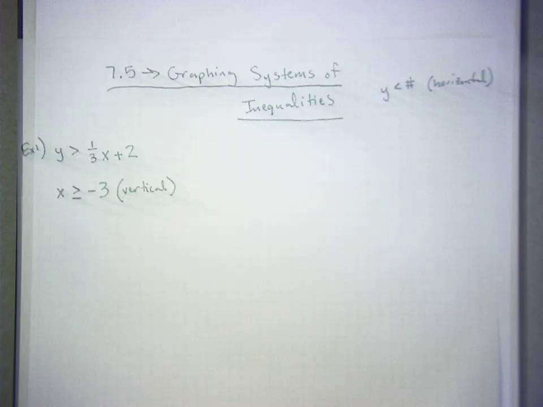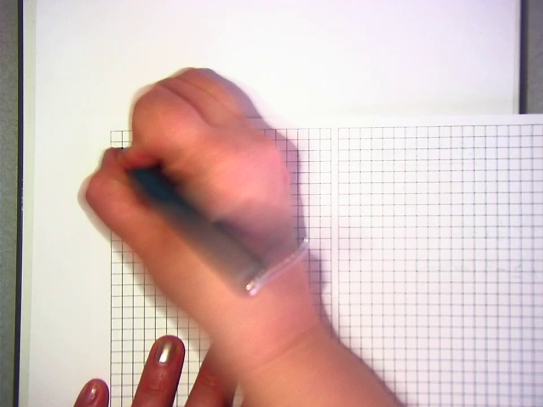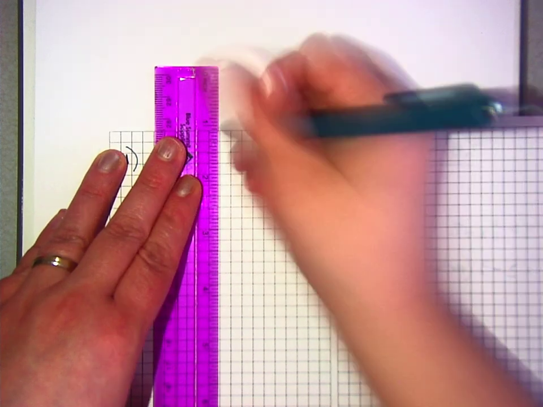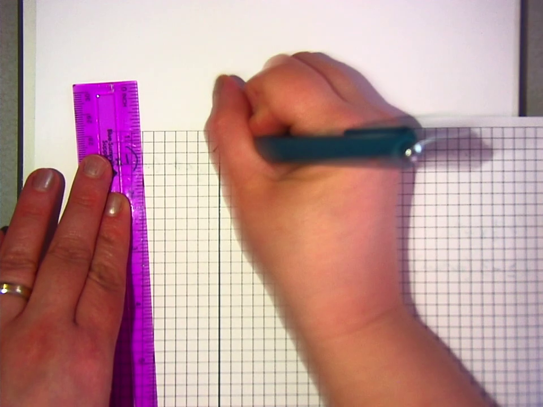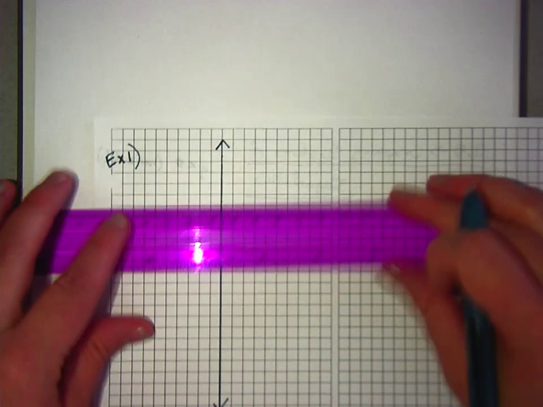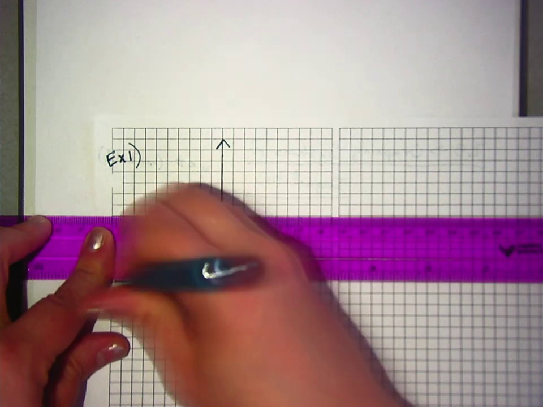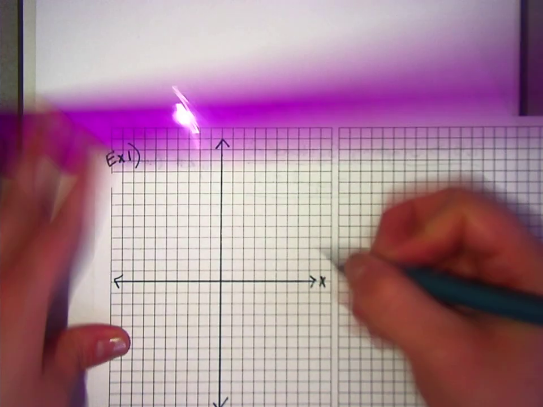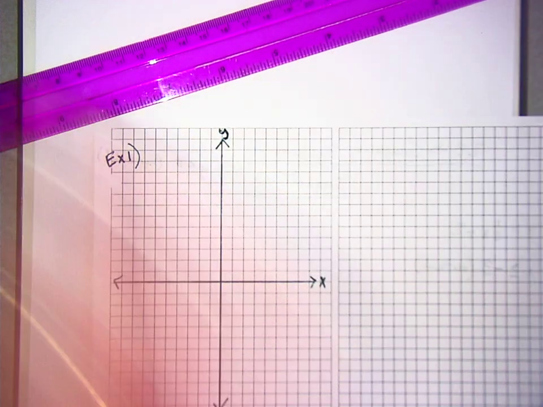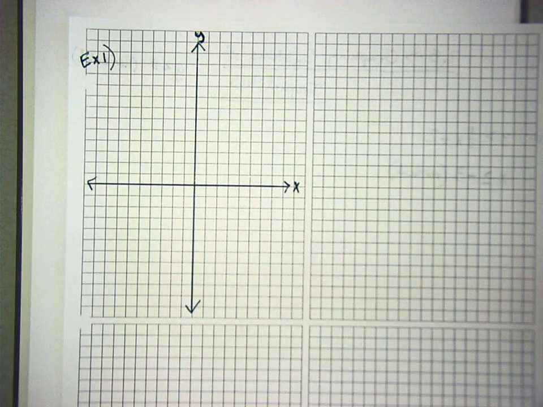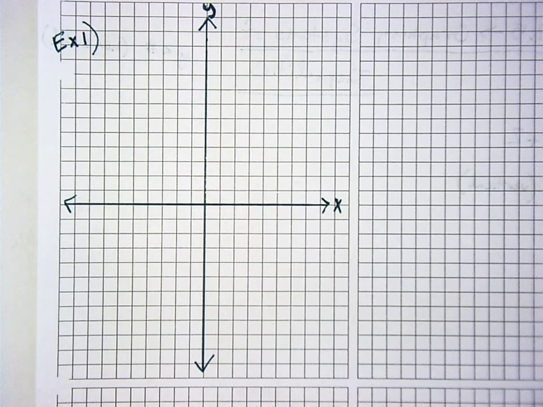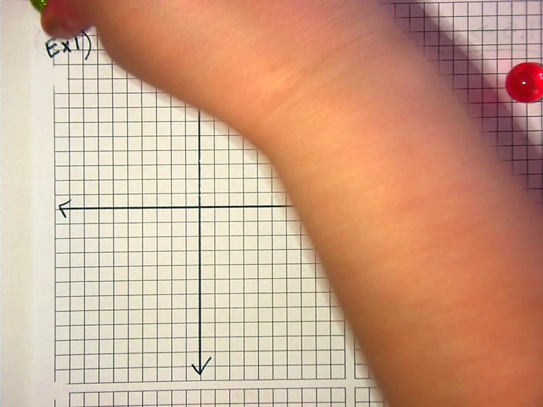All right, I'm going to flip it over. We're going to graph example 1. So right now, using your ruler, draw in some axes. Okay.